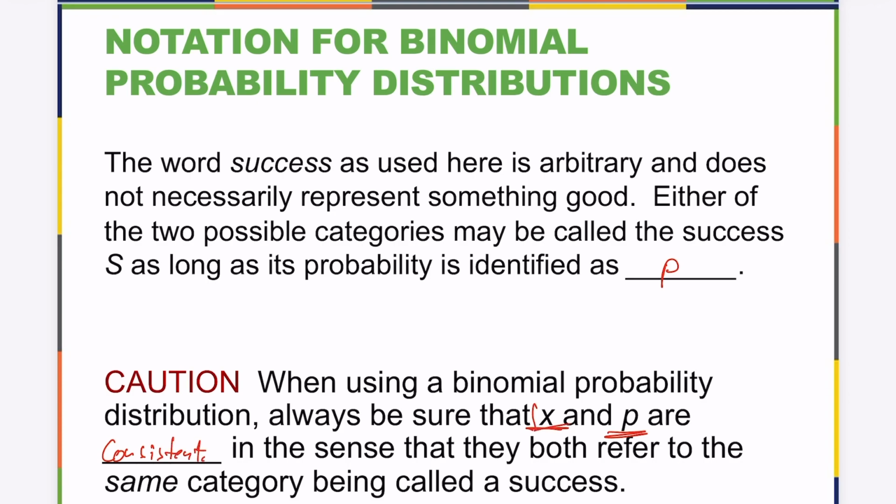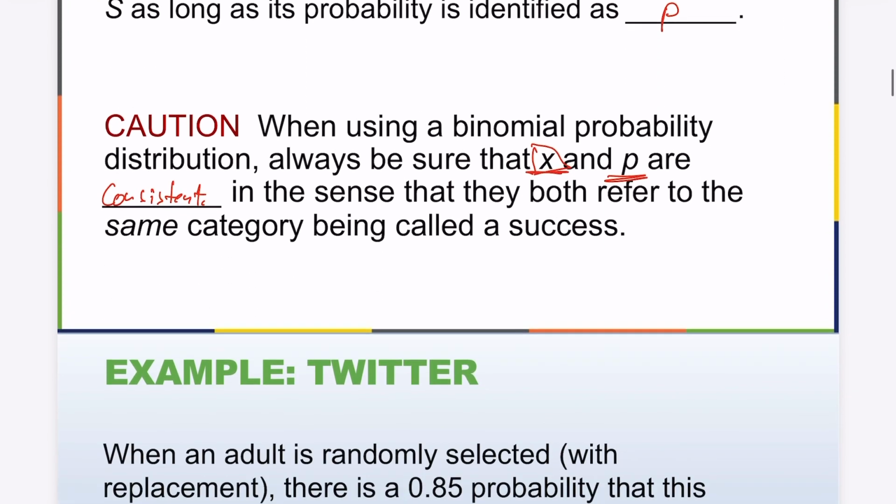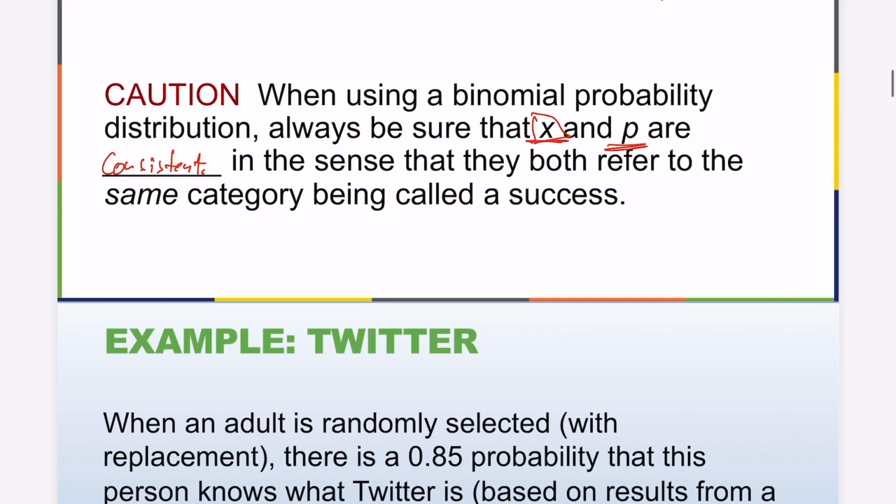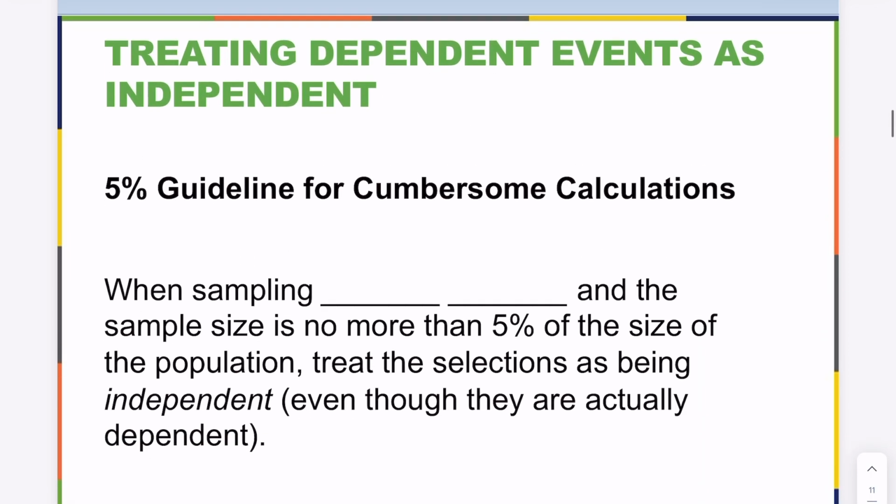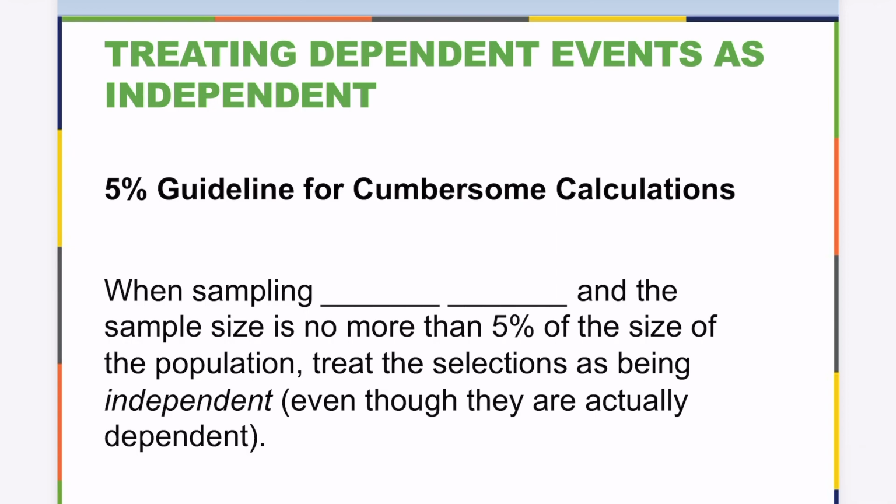So if X is the number of successes, the number of times something occurs, P needs to be the probability of that thing occurring. You're counting the things that have probability P, and that's your X. So they need to be consistent. They need to match.